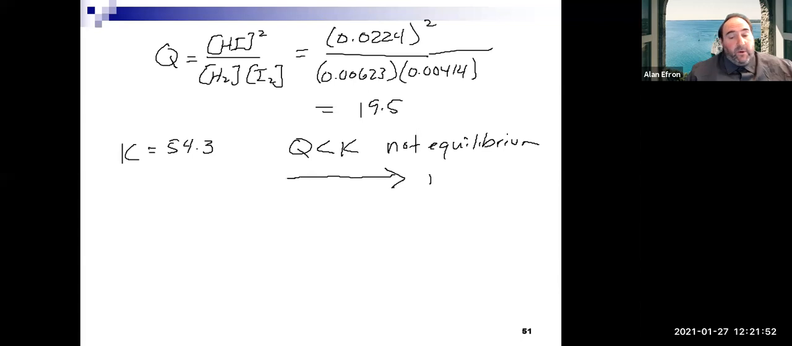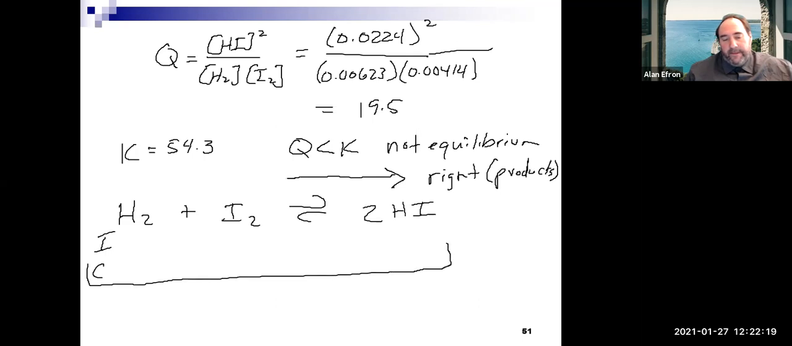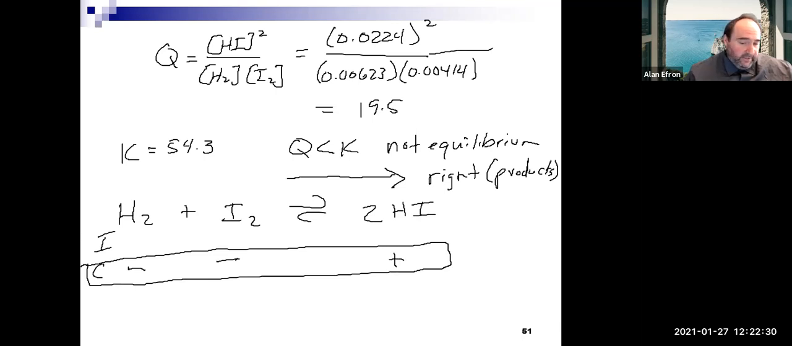So it needs to go to the right, toward our products. You may be saying to yourself, why is that important? Who really cares? In this particular case, if you didn't do Q at all, you probably would be okay anyways. But where it would really affect things, if you look at a nice table such as this, is the change part. Because this reaction is proceeding to the right, what we know is these guys should be minuses and this guy should be pluses as we go through it.